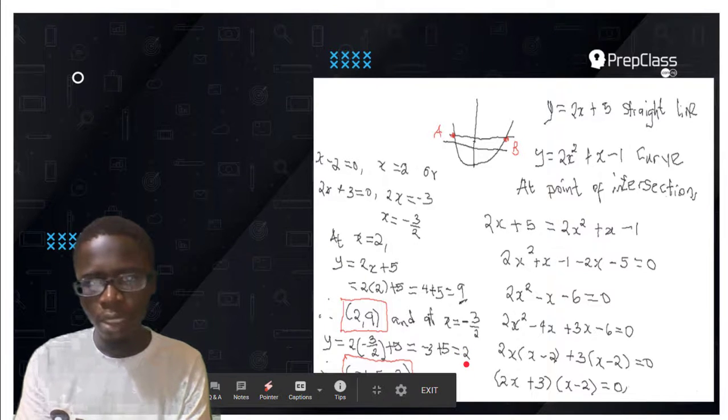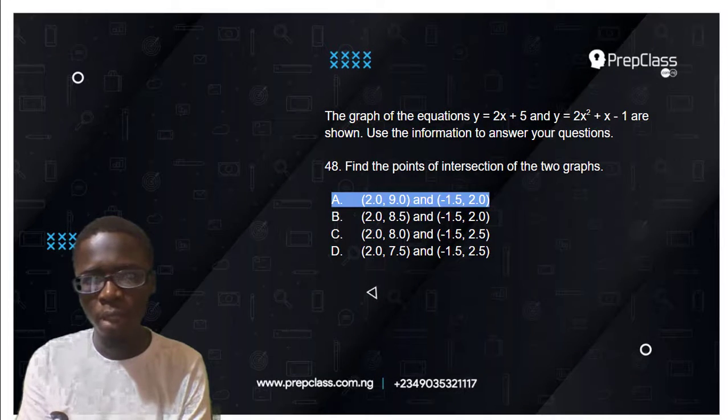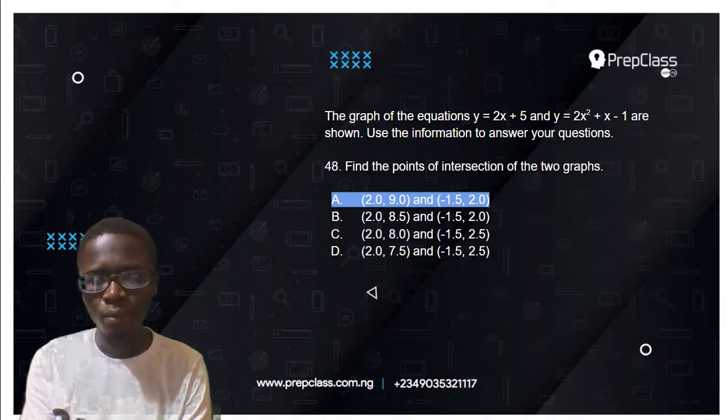So that means that the points at which these equations intersect will be (2, 9) and (minus 1.5, 2). So this, as you can see, is supported by option A.